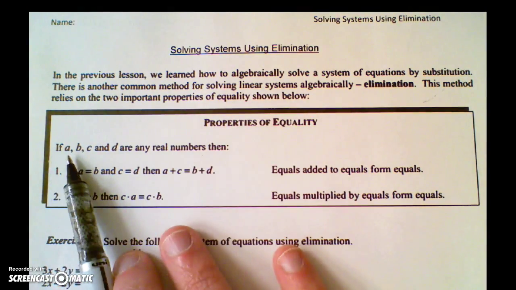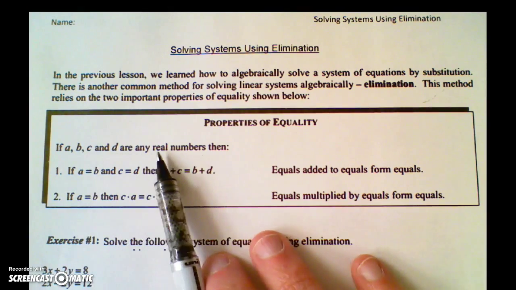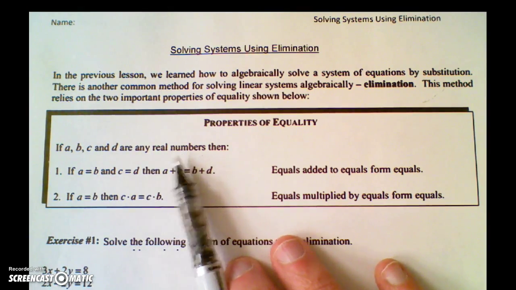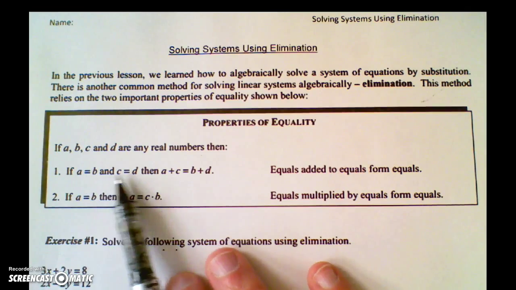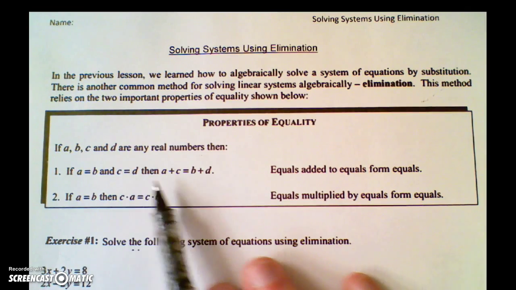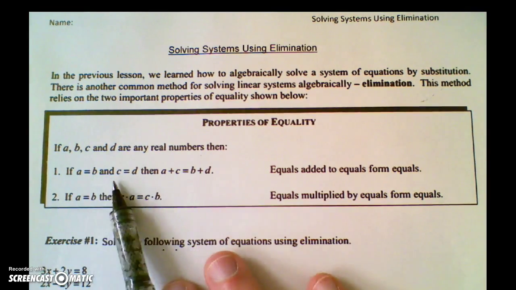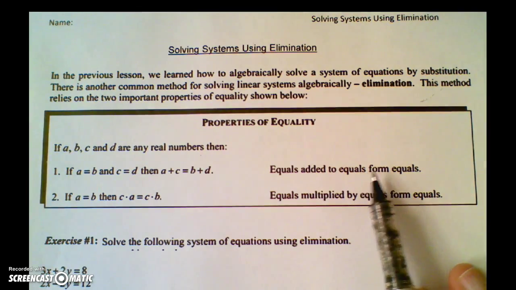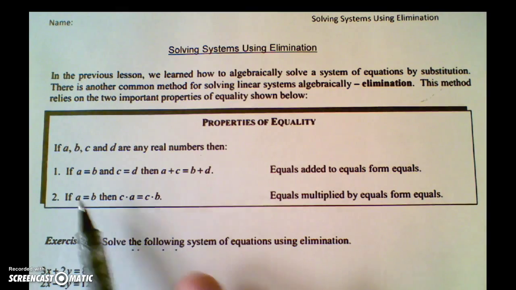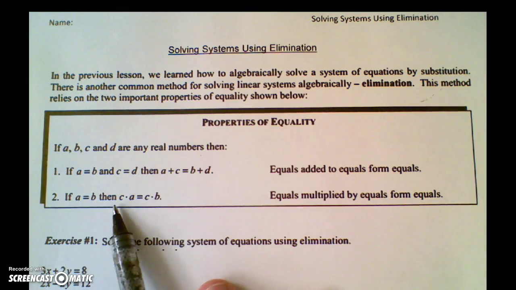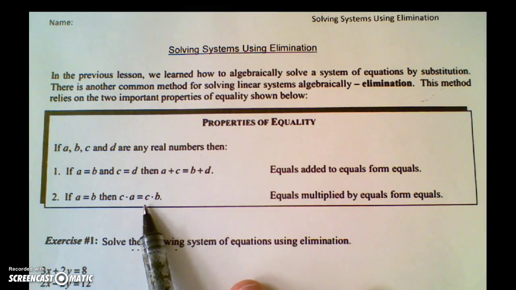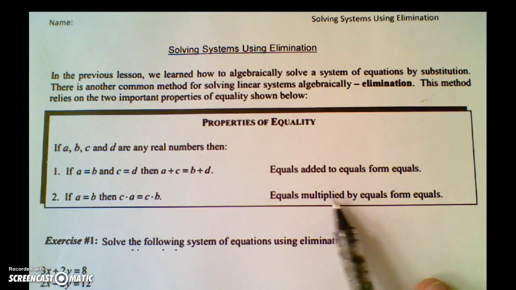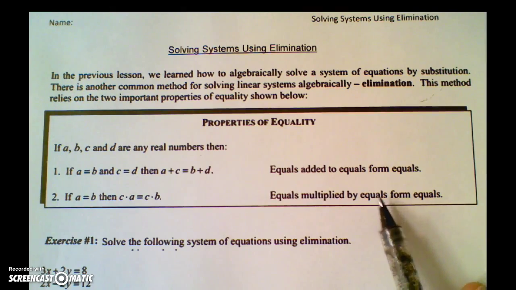So if I have four numbers, a, b, c, and d, and they're any real number, and if a is equal to b and c is equal to d, and I decide to add them together as a plus c and b plus d, they're equal, because equals added to equals still stay equal. And if you have a equal to b and you multiply both sides by the same number, c, the multiplied equals still form equal values. So these will make sense as we work through these problems.